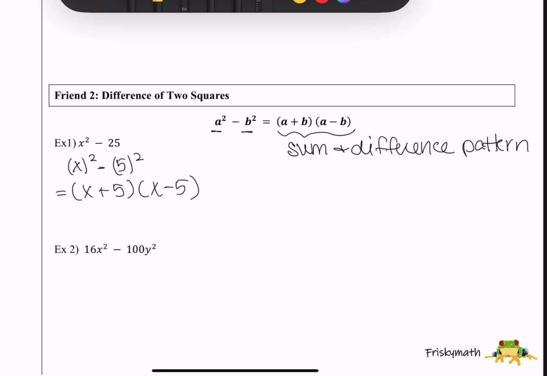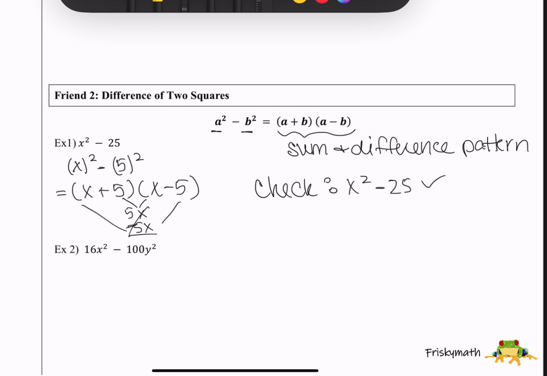And you can always check these by redistributing or refoiling, right? So if I wanted to check this to make sure I was getting it right, well, look, your first terms multiplied to give you x squared. Your inners and outers are actually opposite of each other. Inners give me 5x. Outers give me negative 5x, right? So inners and outers go away. And then my last terms give me negative 25. So it does check out.